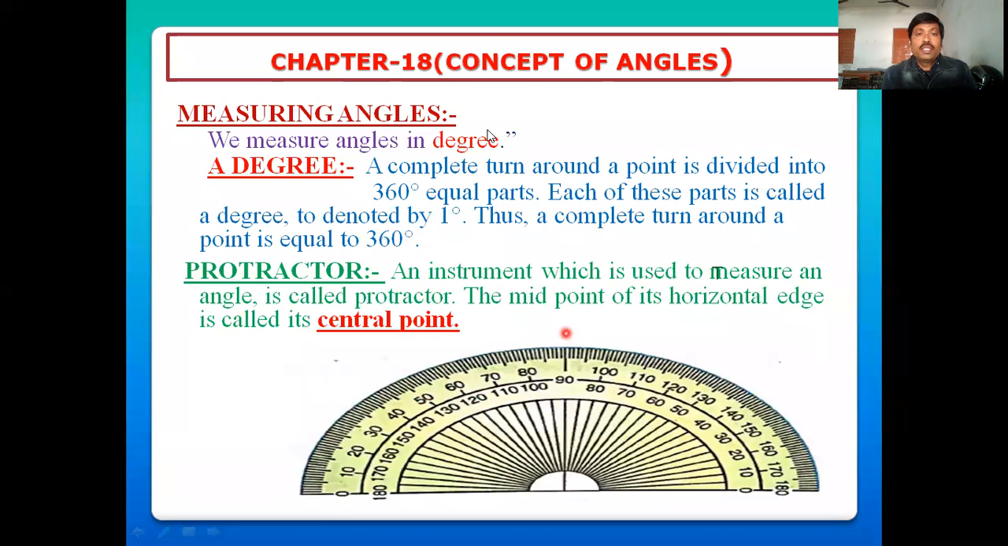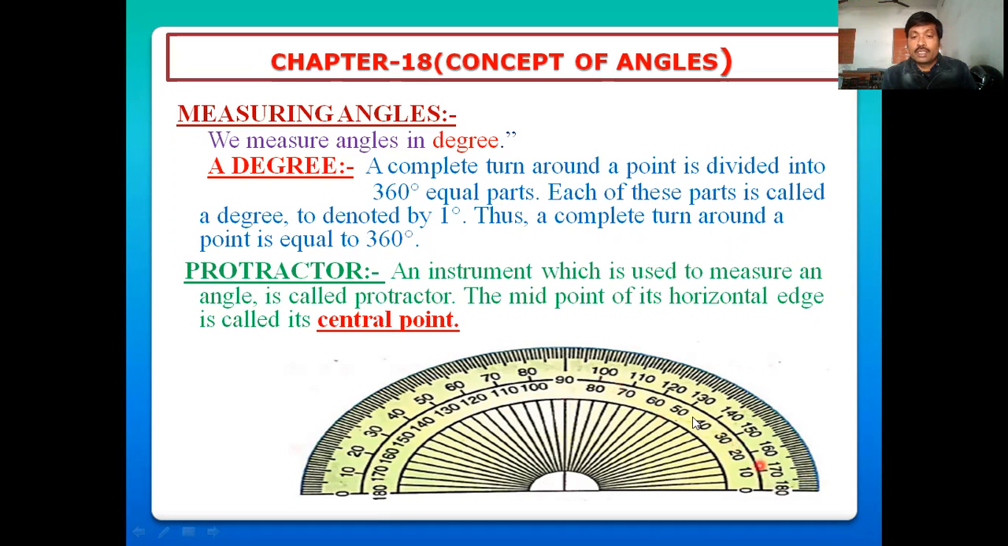Now, how can we measure angles? When we measure length, we use a unit, the SI unit, which is meters. In the case of angles, we use degrees. We use degrees to measure any angle. What is a degree? A complete turn around a point is divided into 360 equal parts. Each of these parts is called a degree. It is denoted by 1 degree.